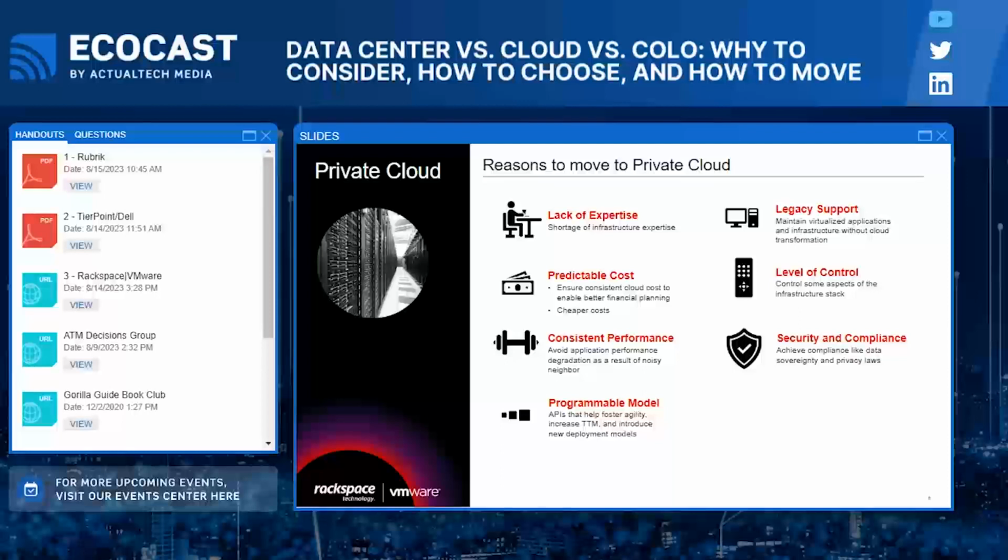Predictable cost for workloads in private cloud as opposed to the public cloud. If you have consistent workload usage, it might make a lot of sense to run that in a private cloud because you can manage the cost, you can plan accordingly because there's no variable there.